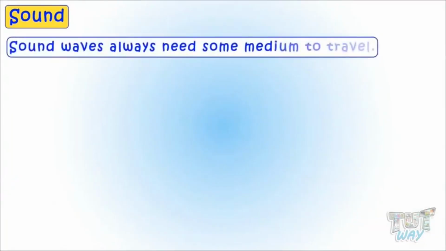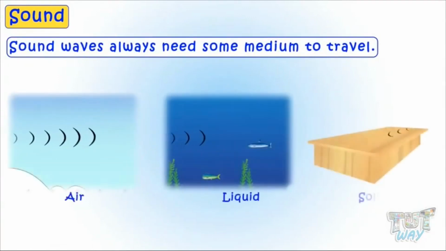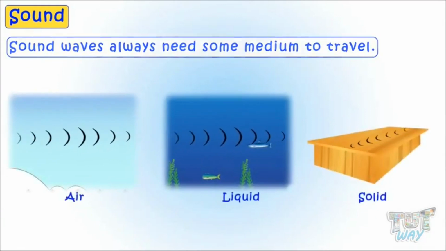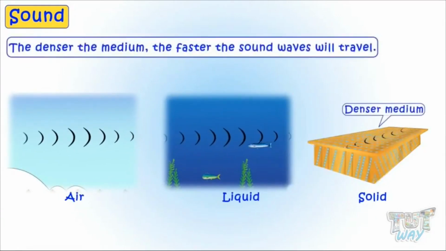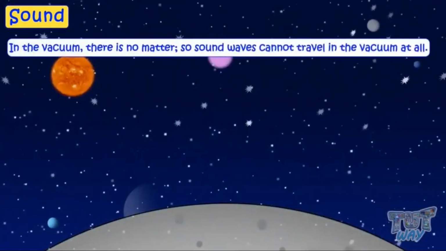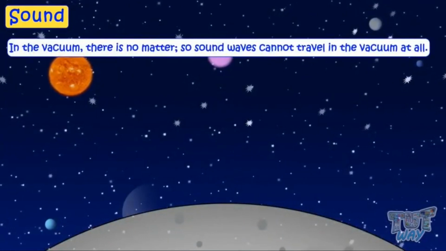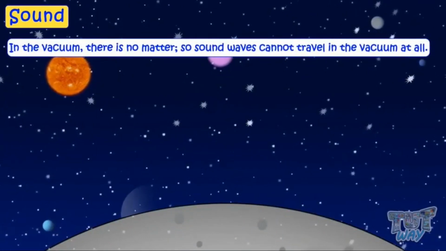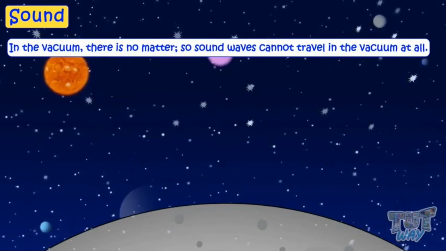Sound waves always need some medium to travel. Medium can be air, liquid, or solid. And the denser the medium, the faster the sound waves travel. In the vacuum, there is no matter. So sound waves cannot travel at all in the vacuum. Now, we will see why sound waves travel faster in denser mediums.